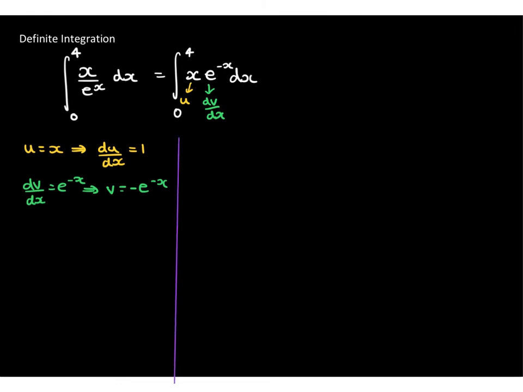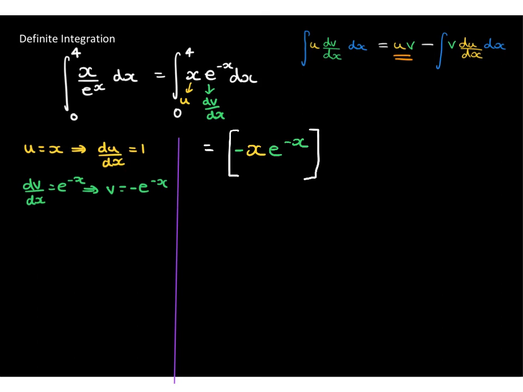Now, let's write down the integration by parts formula. Let's start off here with uv. So I'm on this part here. So that's x multiplied by negative e to the negative x. We'll put in a big square brackets, and of course the limits 0 and 4 will need to be substituted into this. And then we have subtracted from that, or we will subtract from that in a second, the integral of v, which is negative e to the negative x, multiplied by du by dx, which is 1, all with respect to x.